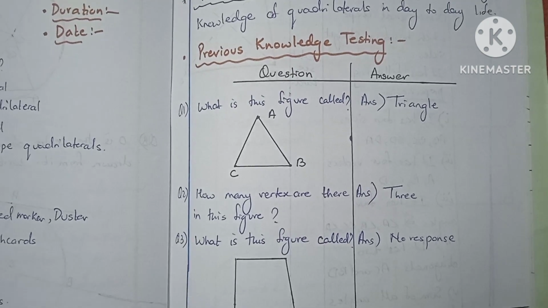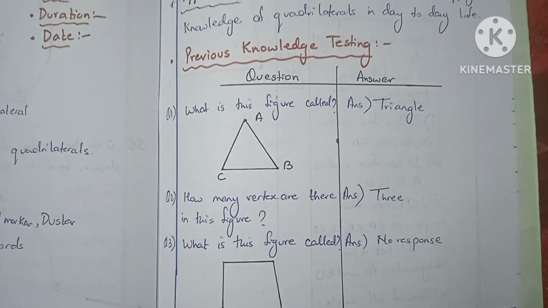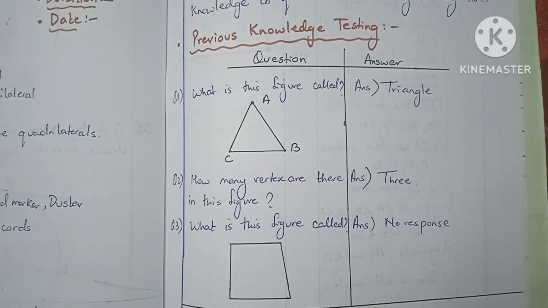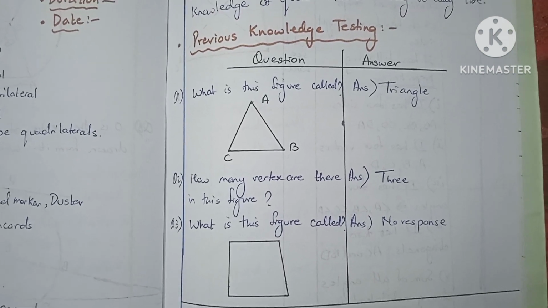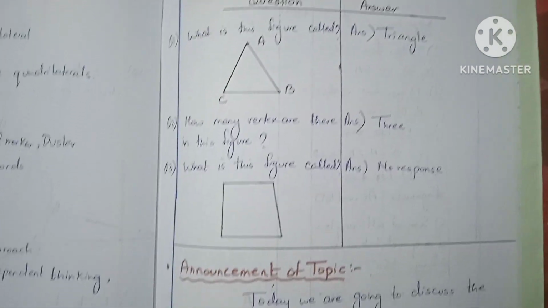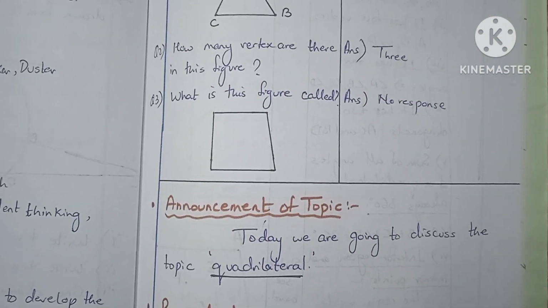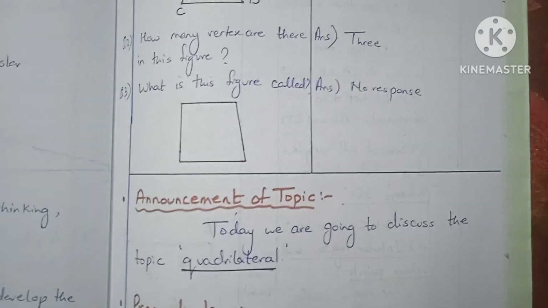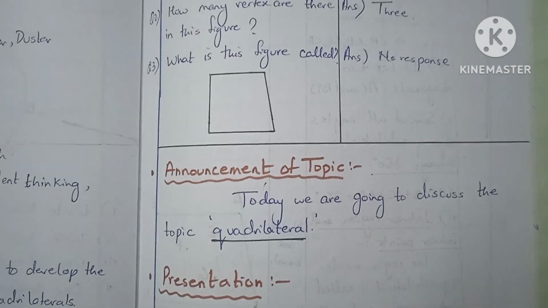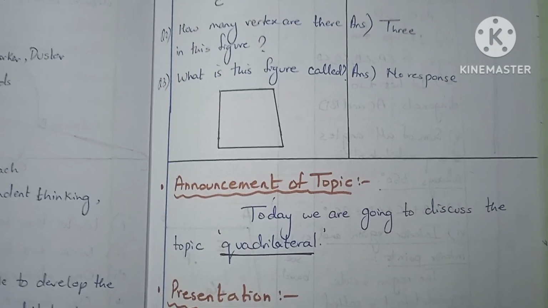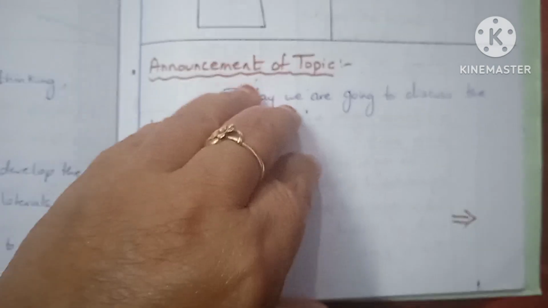She shows them a flashcard of a triangle and asks the students, what is this? The students reply, this is a triangle. How many vertices are there in the triangle? Students reply 3. Then she draws a quadrilateral, or a four-sided figure, and says, what is this? There is no response. So the announcement of the topic is now given. Teacher says, today we are going to discuss the topic quadrilateral. The presentation is as follows.